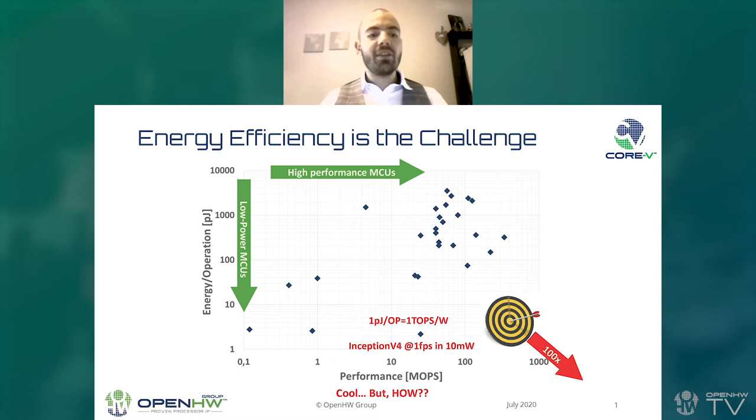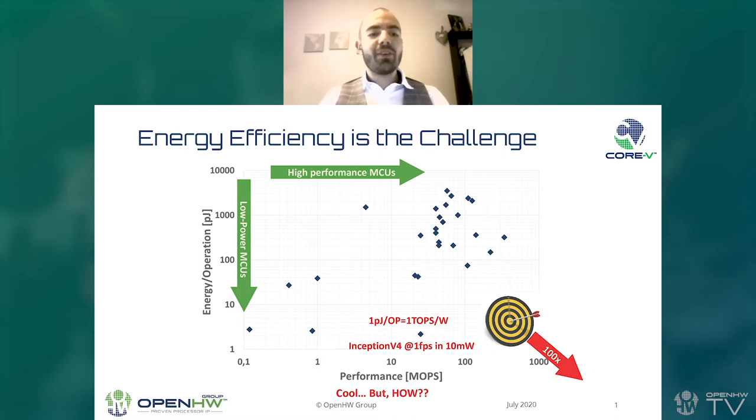If we see the market, we see that microcontrollers are usually either high performance, consuming in the order of watts, or low power, in the order of milliwatts, but low performant. The goal of PULP is joining both the features of these two spectrums of microcontrollers to have an energy efficient, open source, programmable, performant microcontroller. And the application target of PULP is edge computing devices or the Internet of Things.